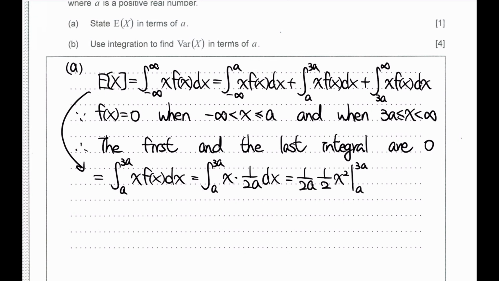So it is equal to 1 over 4a times (3a) squared minus a squared, which is 9a squared minus a squared. So it is 1 over 4a times 8a squared, which is equal to 2a. And so this is the answer for part A of question 6.